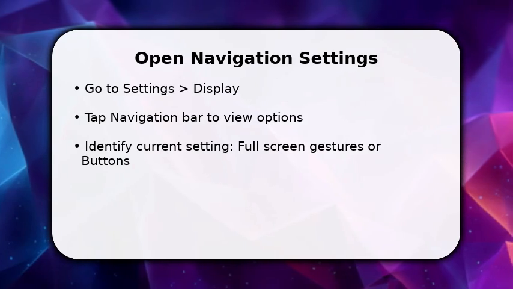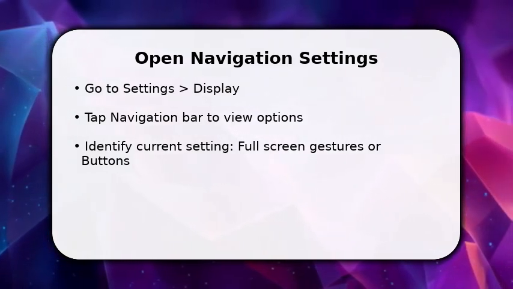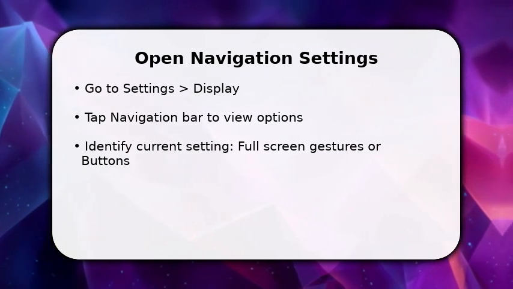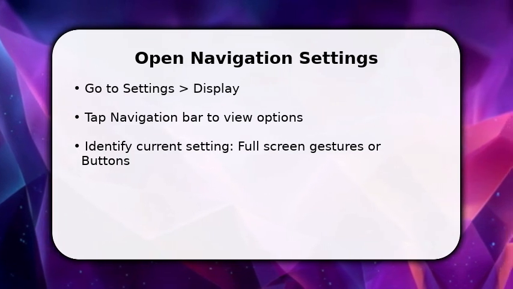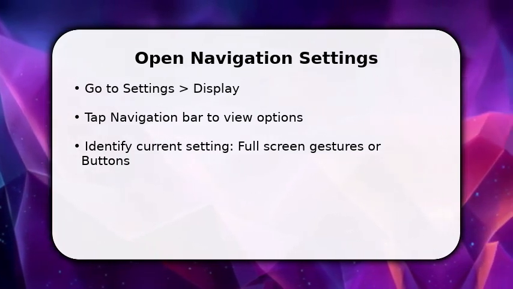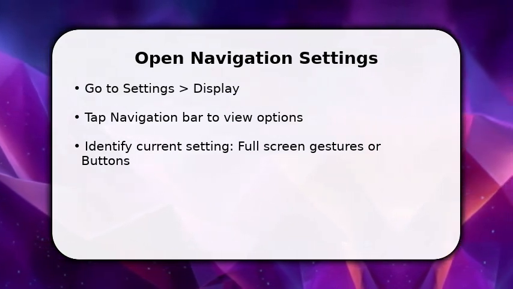You start by opening Settings and heading straight to Display. This is where Samsung exposes navigation controls. Once in Display, tap Navigation bar to reveal the toggle between full-screen gestures and buttons. You need to confirm which mode is active because the next steps change depending on that state.